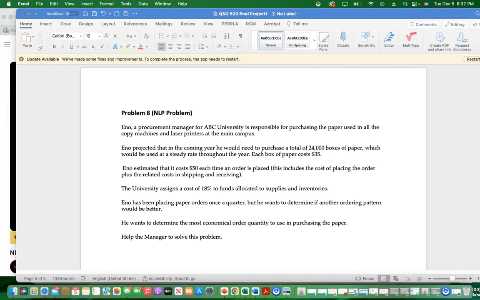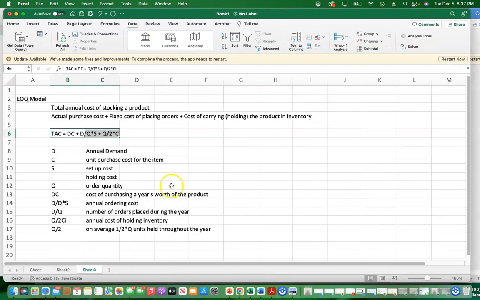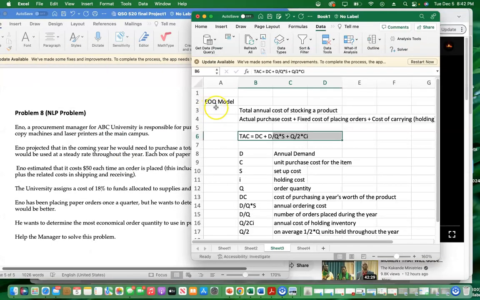After introducing the concept of non-linear programming, now we are going back to problem number 8 and see how we can solve this particular problem. In this case, you can see that the manager would like to determine the most economic order quantity to use in purchasing the paper. And so definitely that is one of the examples that we can apply a non-linear programming model. And we will apply the formula that we discussed for economic order quantity model.